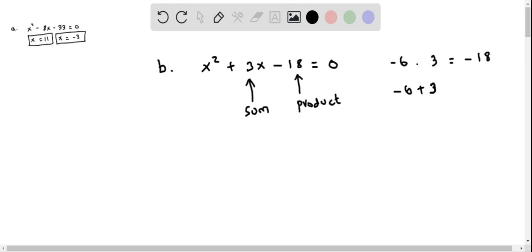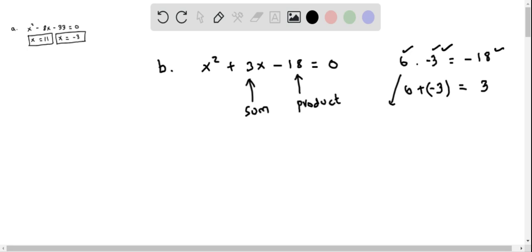So I'm just going to change this negative sign, and I'm going to put this negative sign on 3 instead of 6, so that we get positive 3 when we do the sum. This one is negative 3. And so this one still satisfies. 6 times negative 3 is negative 18, and 6 plus negative 3 is positive 3. So therefore the two numbers are 6 and negative 3.